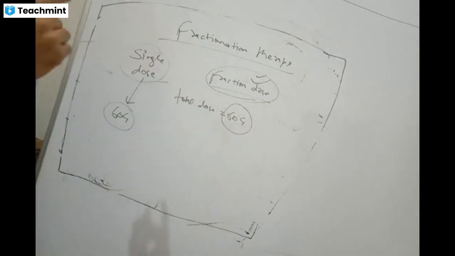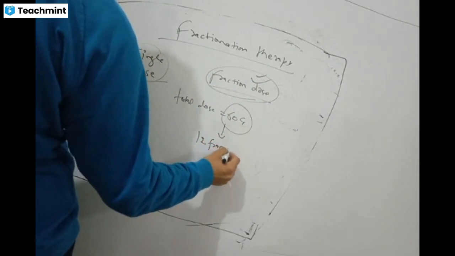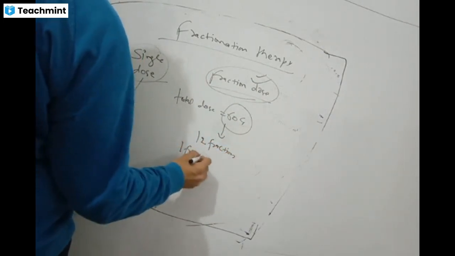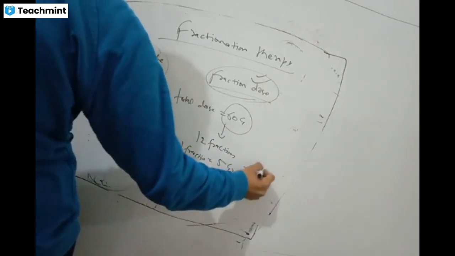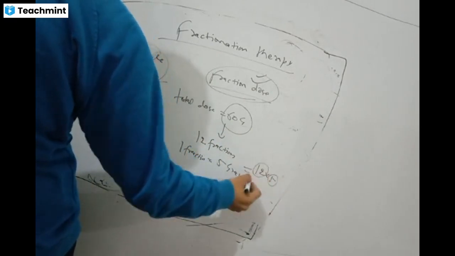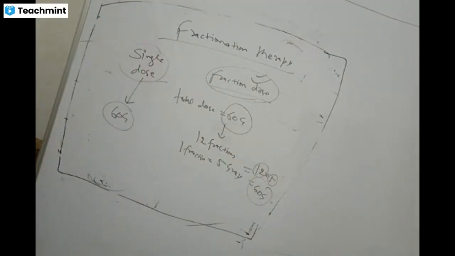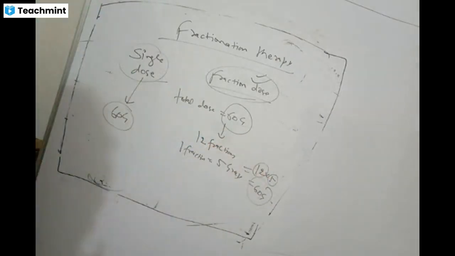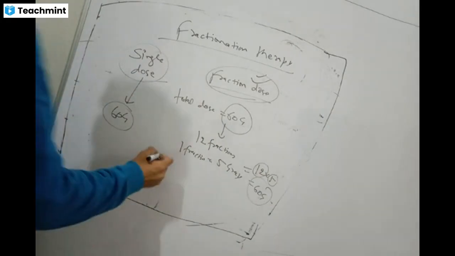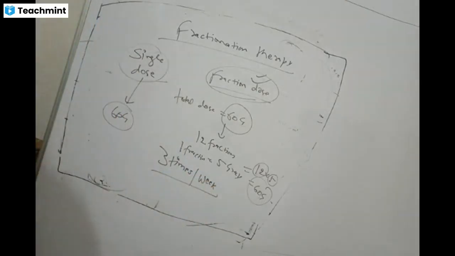Means the total dose of 60 gray is divided into 12 fractions and one fraction equals 5 gray. So 12 into 5, it is 60. So the total dose 60 is given in 12 fractions, one fraction containing 5 gray, and given 3 times a week.